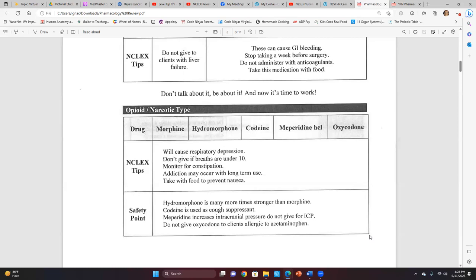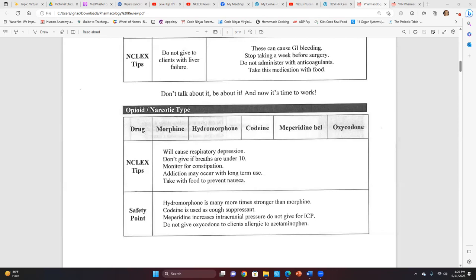Okay, all right. So when we think about these medications, that includes your morphine, your hydromorphone, which is Dilaudid, your codeine, your meperidine, which is going to be your Demerol, and then your oxycodone. We will not give these medications if the patient has a decreased respiratory rate. Remember that our normal respiratory rate for an adult is 12 to 20. If their respiratory rate is already depressed, we're not going to give this because it will cause further respiratory depression and can actually harm your patient.